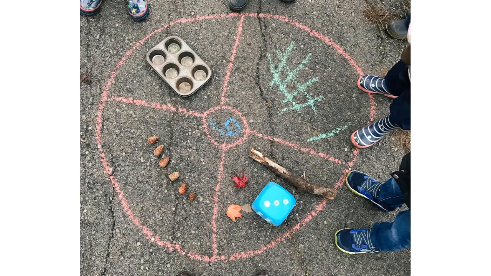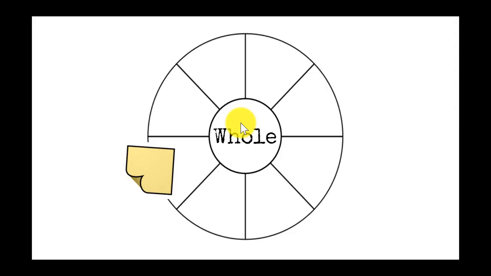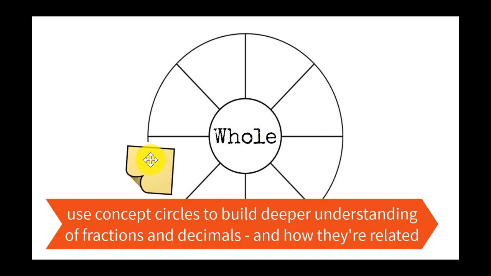Another example is in outdoor play. We have the number 6 defined in the center, and students are using all sorts of different found materials to represent that number. Another common way concept circles are used is to define the whole in the center, then use sticky notes to indicate the fractional or decimal amounts that you would like students to represent.